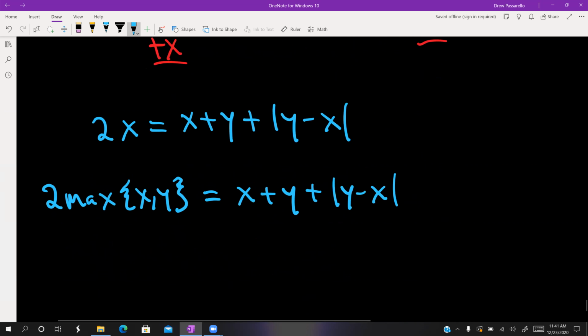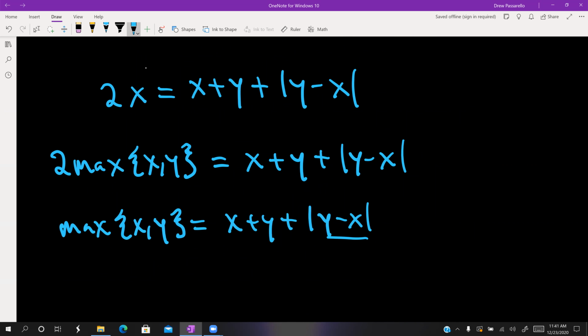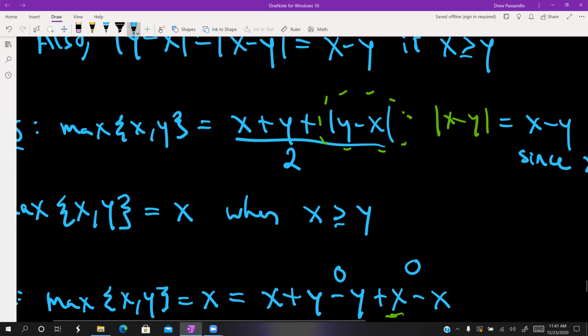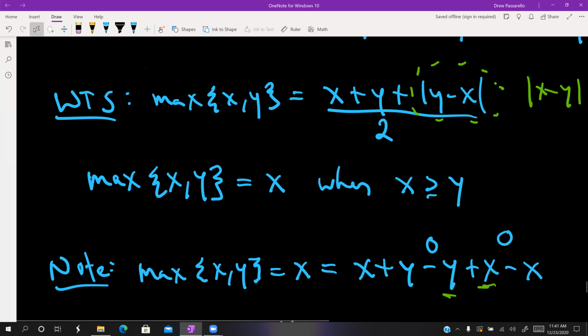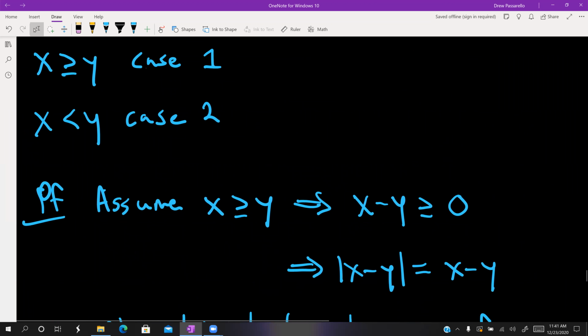So then dividing both sides by 2, that gives me my equation: x plus y plus the absolute value of y minus x, divided by 2. All right, so that is what we wish to show. And that was the case in which x is greater than or equal to y. Now the other case is going to be x less than y, or y greater than x.